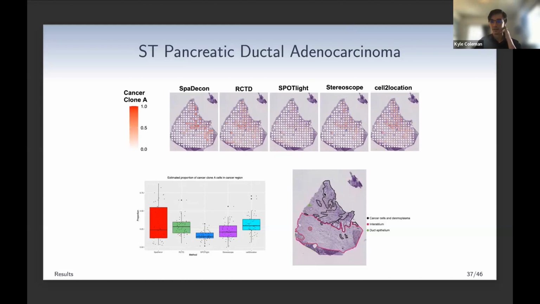And because the cancer cell region isn't completely contiguous, we would expect there to be a combination of different cell types. But overall, we're seeing a very high proportion of these cancer clone A cells in this cancer cell rich region. And the mean of the SpaDecon estimated proportions of cancer clone A cells in cancer spots was higher than all the other methods, even though the median was slightly lower than RCTD and cell2location. But this is, again, promising that SpaDecon is accurately localizing cancer clone A cells.